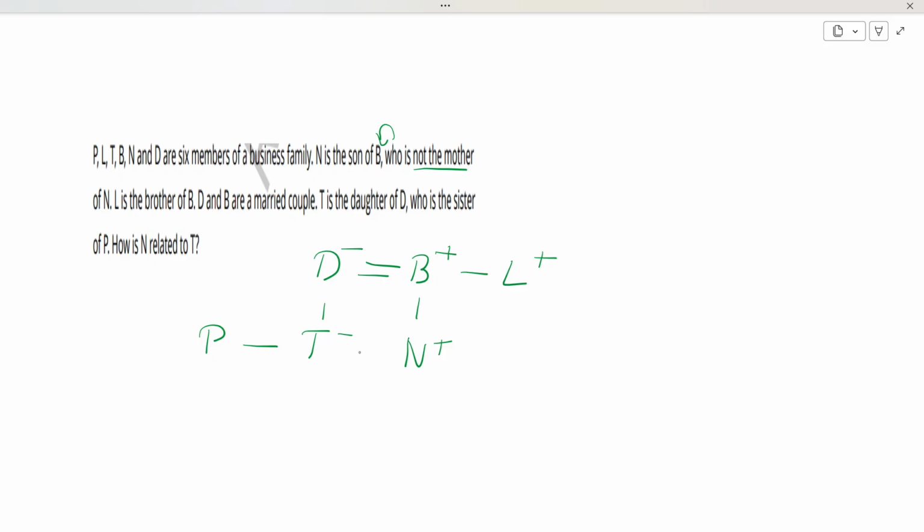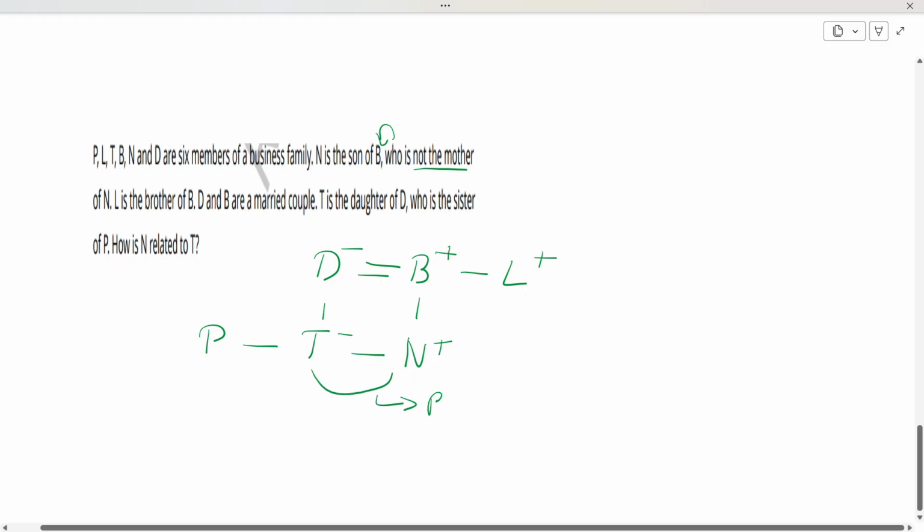So I can simply say P, T, and N are siblings. How is N related to T? So I can directly say N is related to T. The answer would be brother.